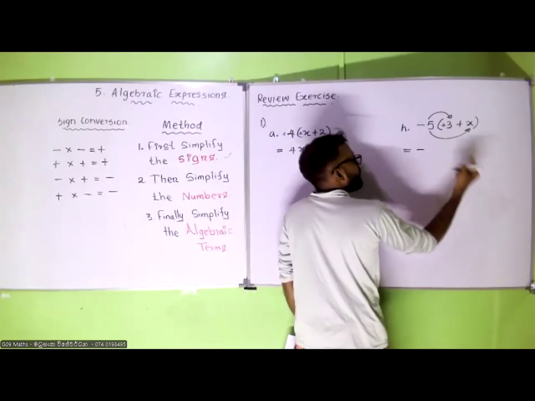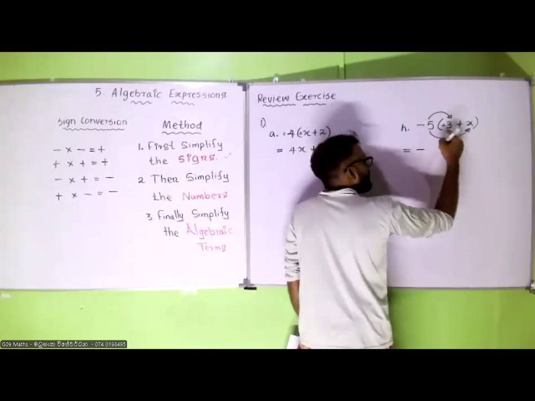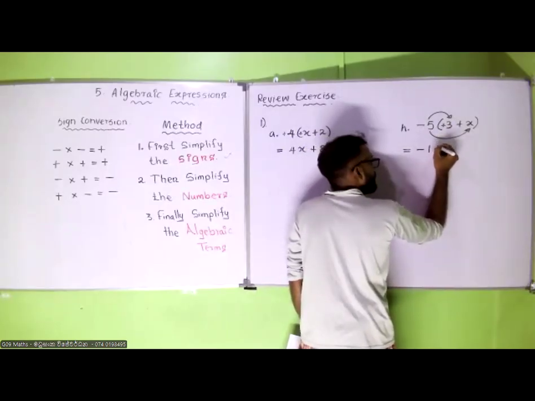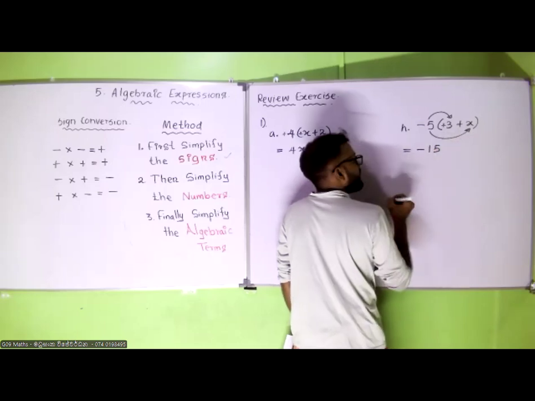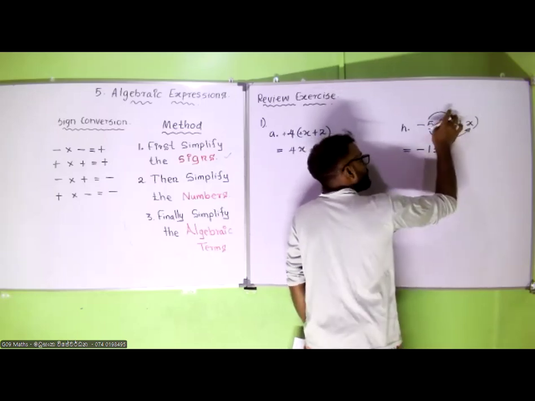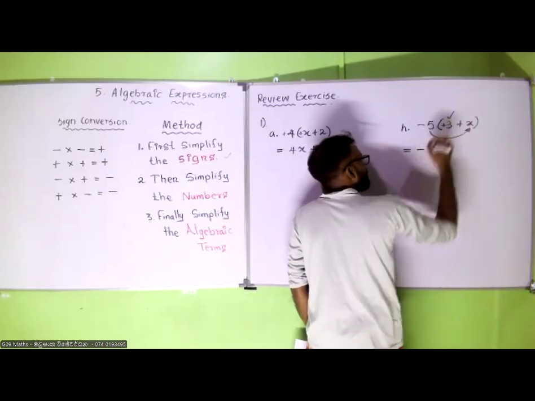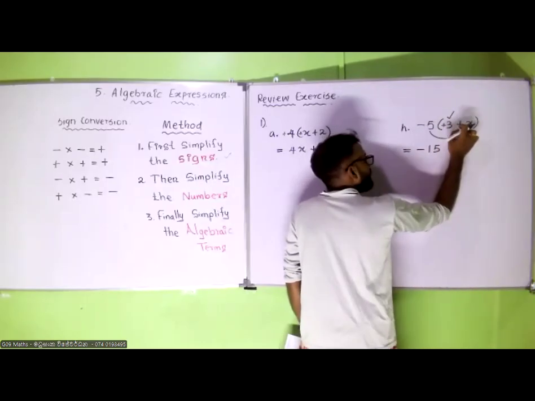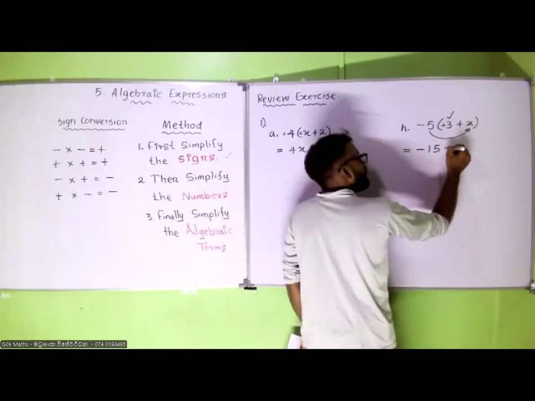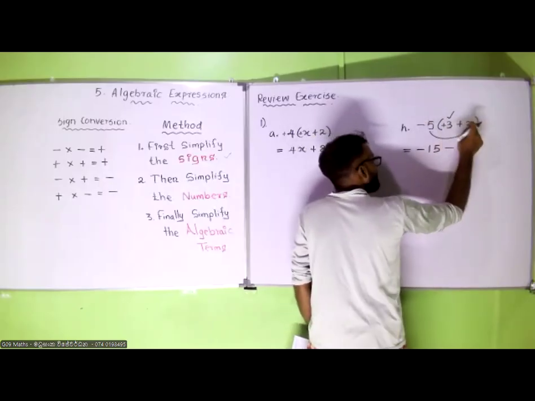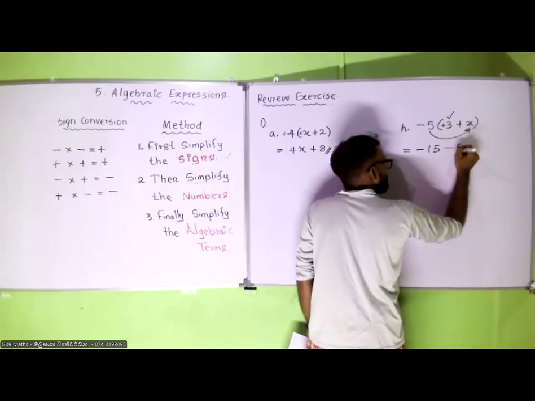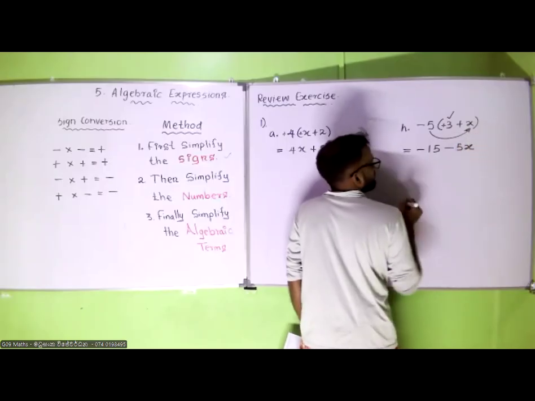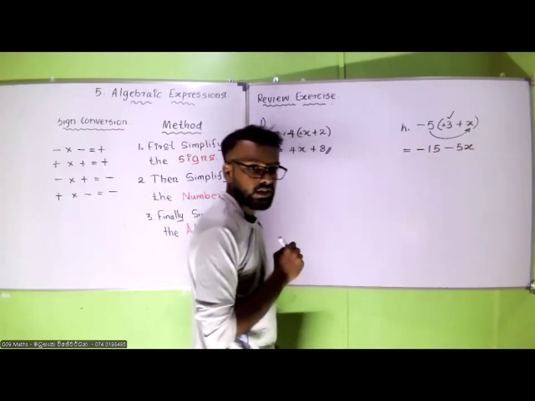Negative, negative, 5 into 3, numbers, 50. Right? Now this is okay. Move away. Now I am going to do this one. Signs: negative into positive, negative. 5 times x, 5x. Right? Hope you can understand.